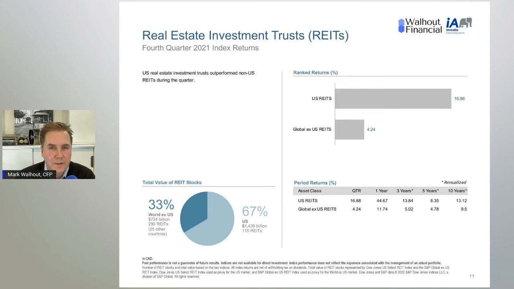Real estate investment trusts have proven to be a really good diversifier and a good inflation protector over the long run. And as you can see, really, really strong returns over the past 10 years. US REITs have returned around 13.12%. So fantastic returns for REITs, sort of bookending the really, really good returns we saw across the board in equities, aside from emerging markets in 2021.